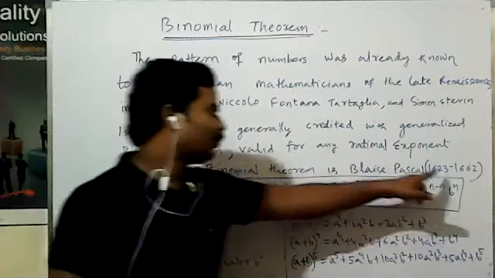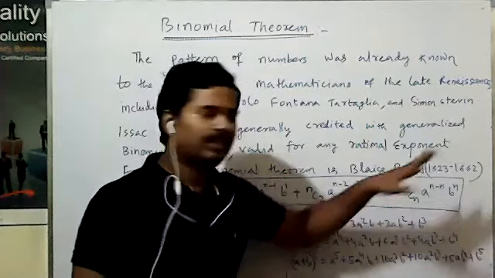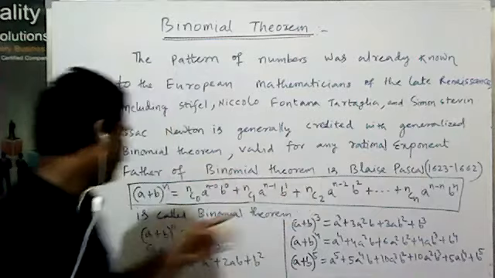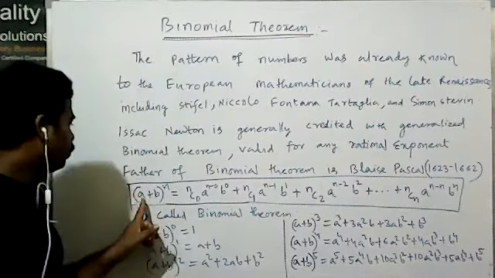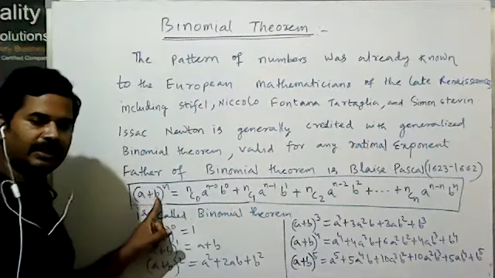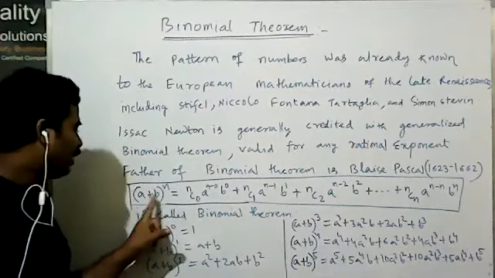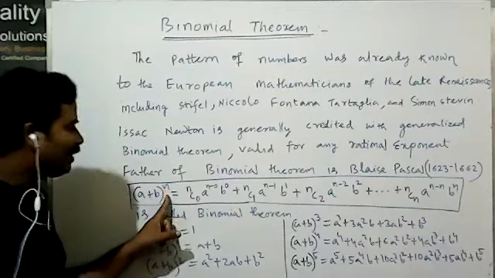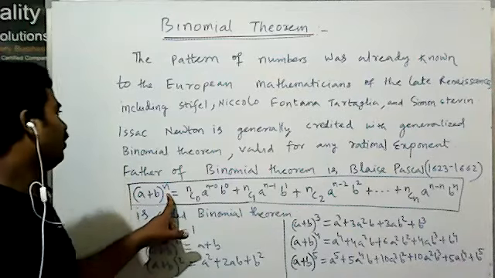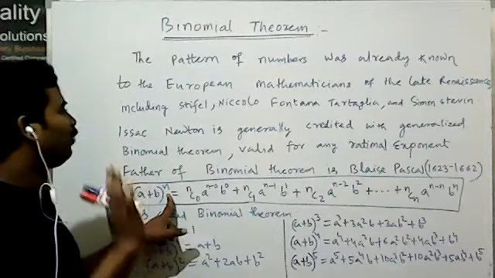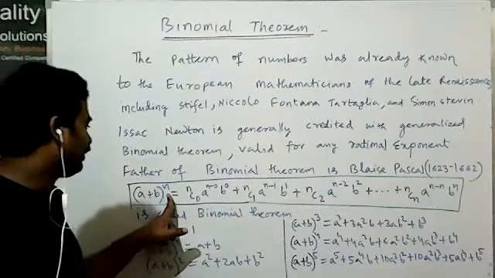That was between 1623 and 1662. So that is the binomial theorem. Bi means two terms, that is a plus b, two terms. The binomial is raised to the nth power, whether n is rational or irrational. Here only the rational exponent concept is given.